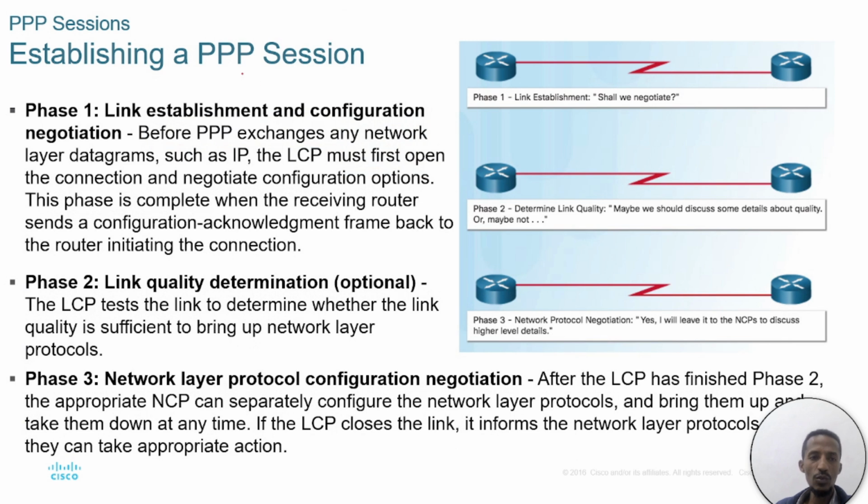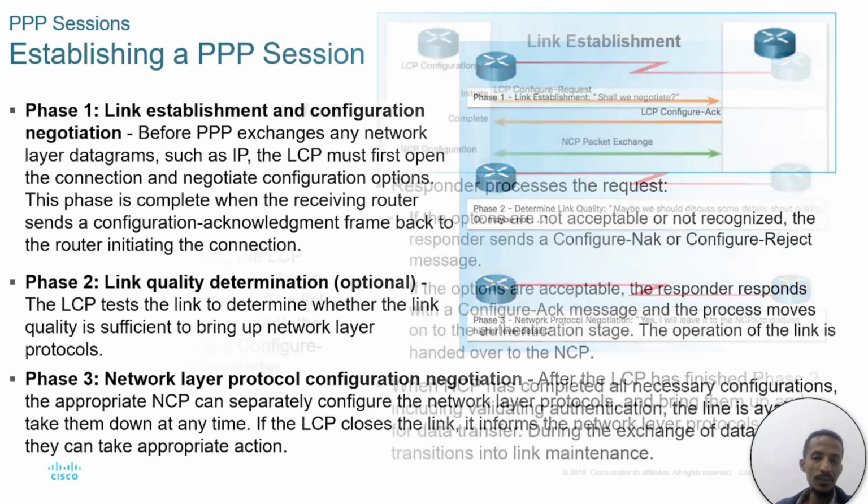So the steps that are used for PPP session establishment. The first one is link establishment and configuration negotiation. First they need to establish a link and negotiate. Then they'll check the link quality determination. Even though this is optional, they will determine the quality option. Then they'll configure and negotiate on the network layer protocols.